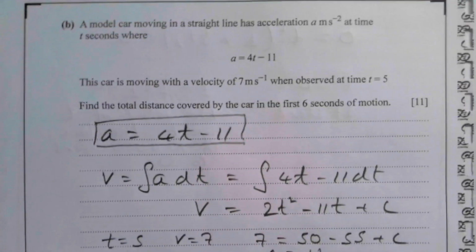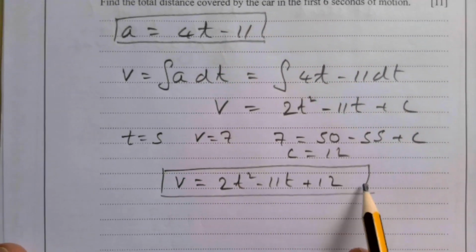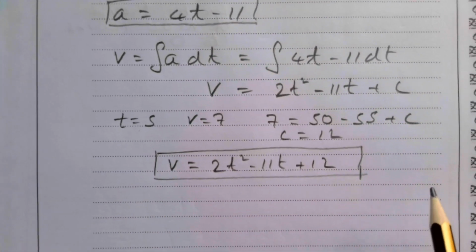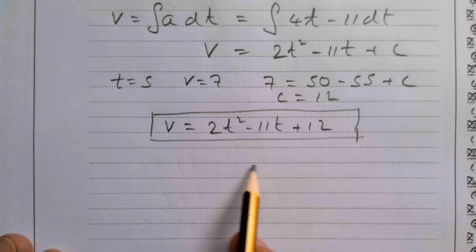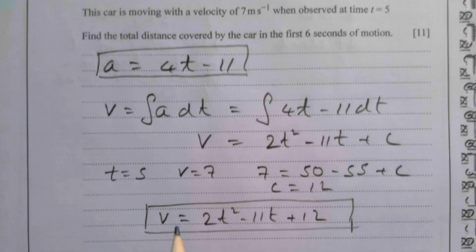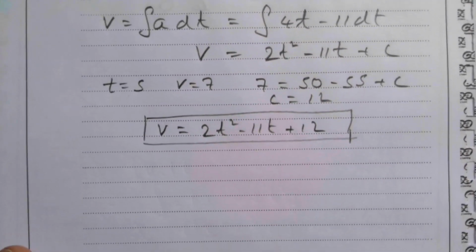Now we're going to have to find the total distance covered by the car in the first 6 seconds. We're going to need to put this equal to 0 to work out the times whenever it changes direction. Hopefully if you've done a few of these questions before, this is generally a dot flying along a straight line and it goes back and forward. So for the total distance covered, we can't just put 0 and 6 into our displacement formula. That's not going to cut it.